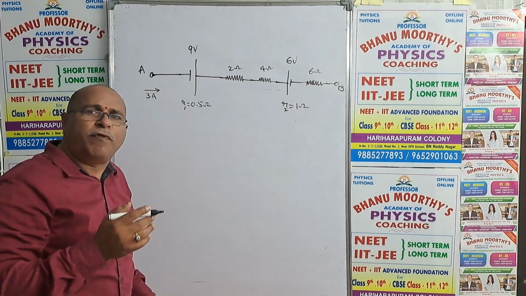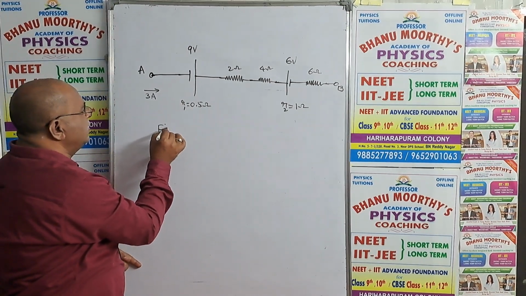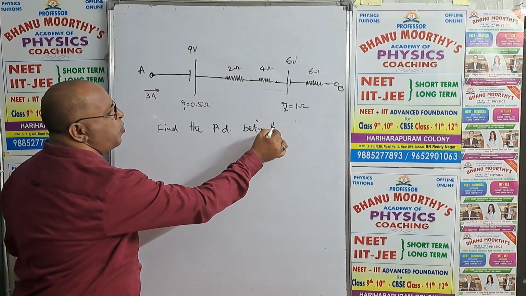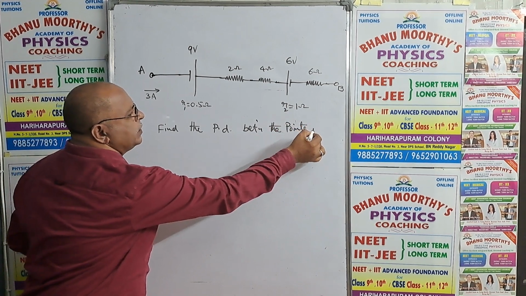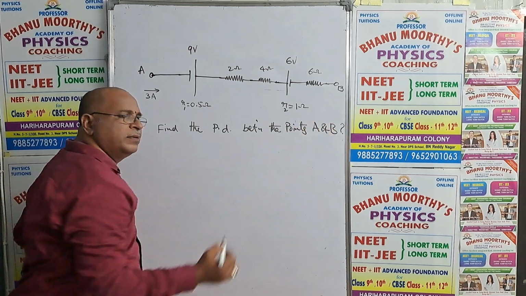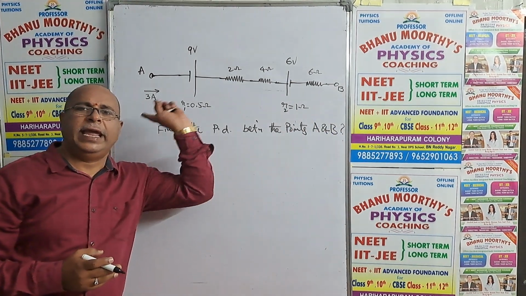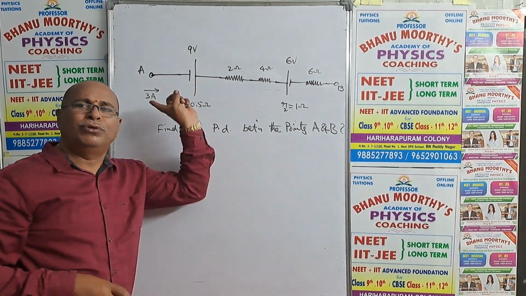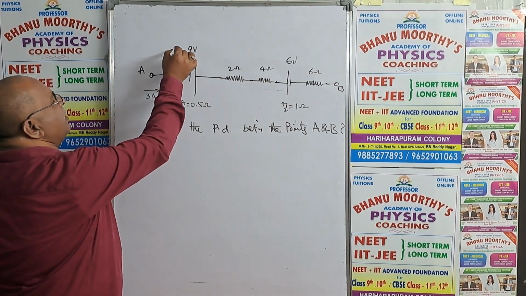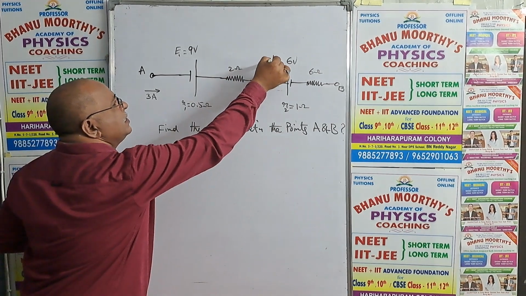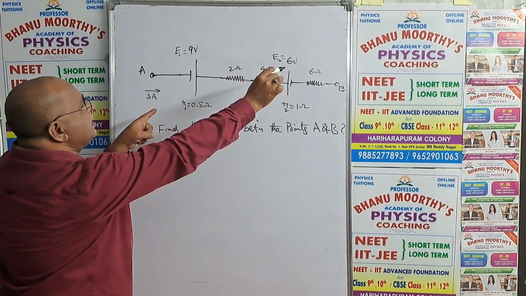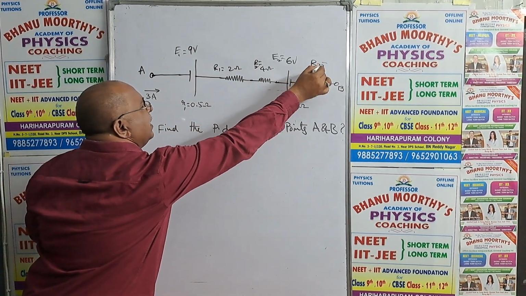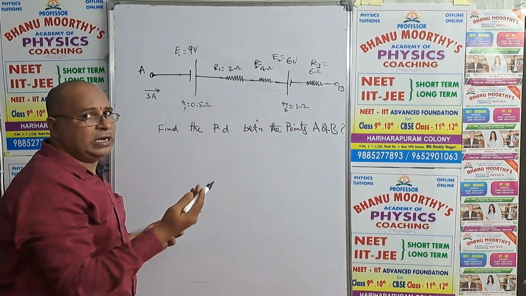Okay. So find the potential difference between the points A and B. This is the question. Find the potential difference between the 2 points A and B. How to find out? For our convenience, we are putting some symbols for those numericals. So this is E1, EMF of the first cell. This is E2, EMF of the second cell. External resistances, this is R1, this is R2, and this is R3. Internal resistances, small letters r1, r2.